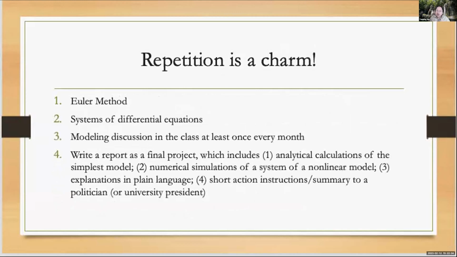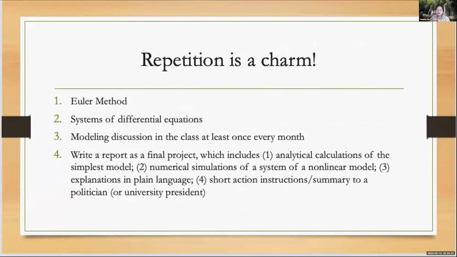And repetition is a charm. We're going to repeat this several times. We repeated it already in class when we introduced Euler's method, and we're going to repeat it several times when we move on to systems of differential equations. And I try to do a modeling-focused discussion at least once a month, and students would be expected to write a final report.